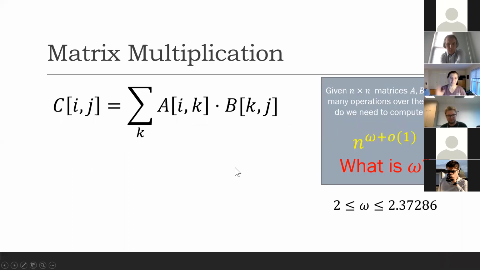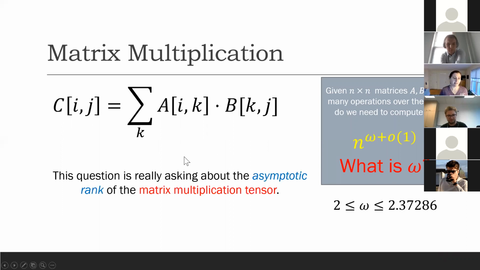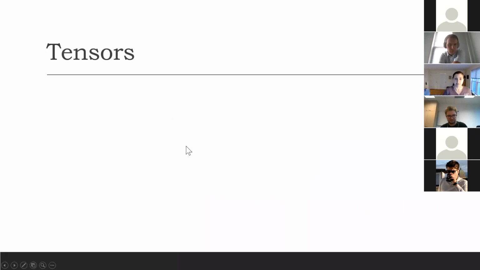Okay, so let's begin. Here's matrix multiplication. We want to figure out what omega is, but what is this question actually asking? It's a question about the asymptotic rank of the matrix multiplication tensor. So I need to define the matrix multiplication tensor, and I need to say what asymptotic rank is. All right, so let's do that.